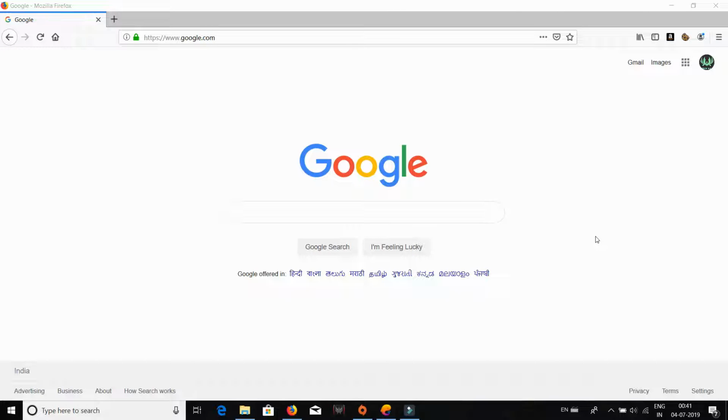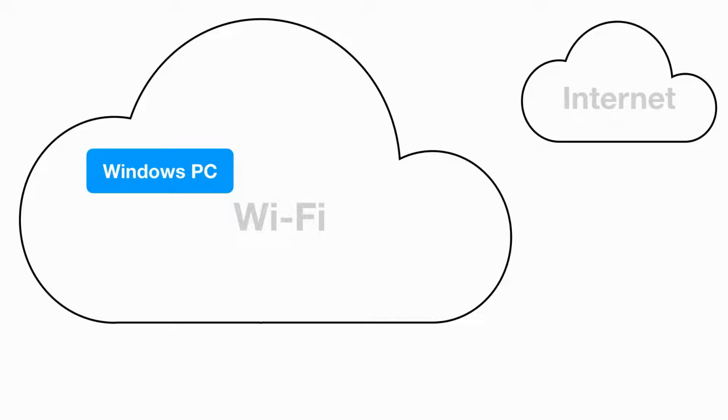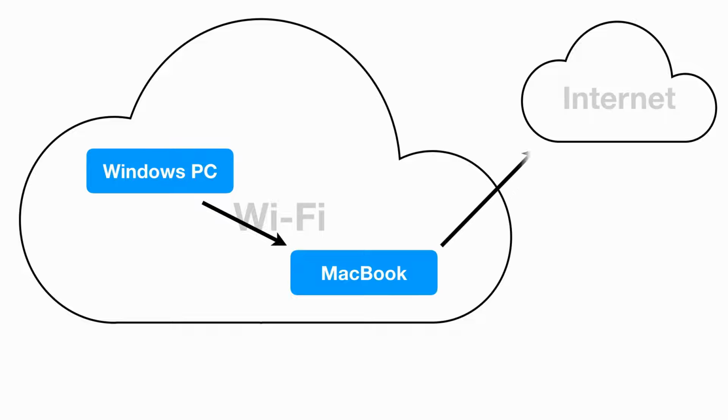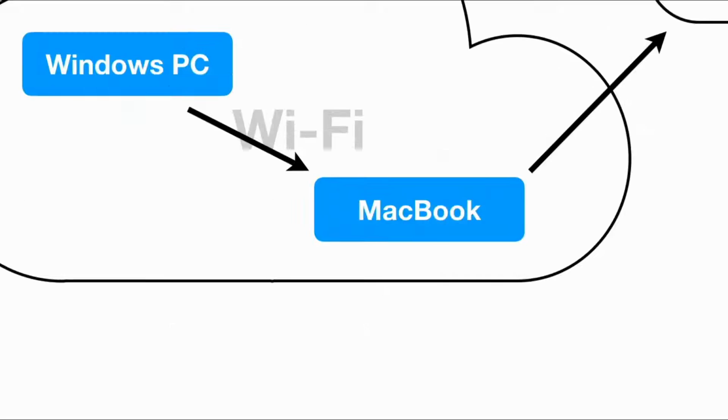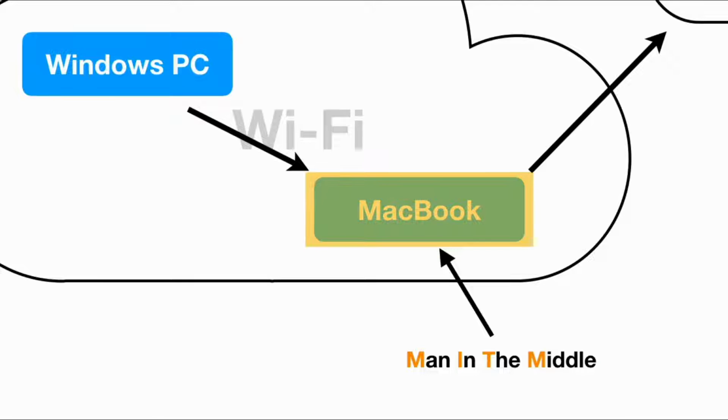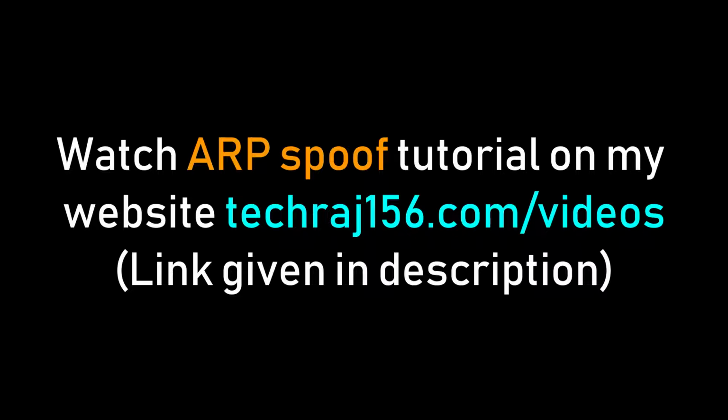So, I'm on my Windows computer and first I'm going to browse internet without using a VPN. And also, my MacBook is connected to the same Wi-Fi network as my Windows PC, and I'm going to ARP spoof such that my MacBook can sniff all the internet traffic of my Windows PC. So basically, what I did is to put my MacBook as the man in the middle here. If you want to know more about this ARP spoofing and how to do it, you can watch the video at techraj156.com/videos. I'll leave the link in the description as well, so you can go check it out.